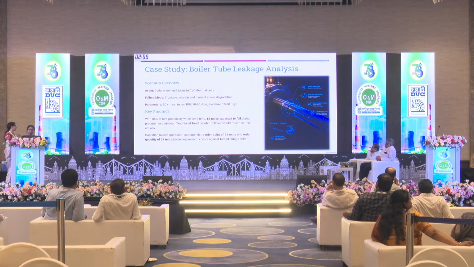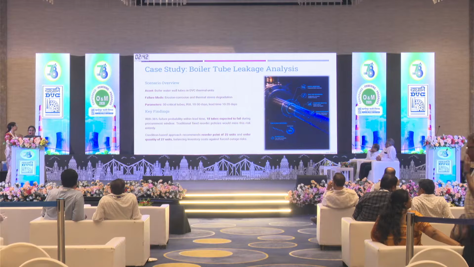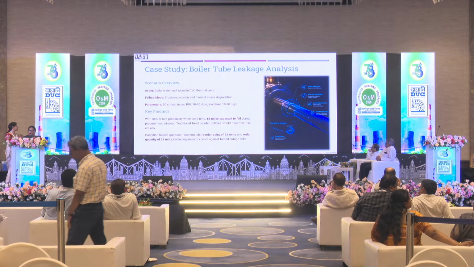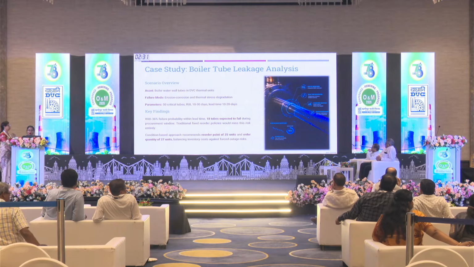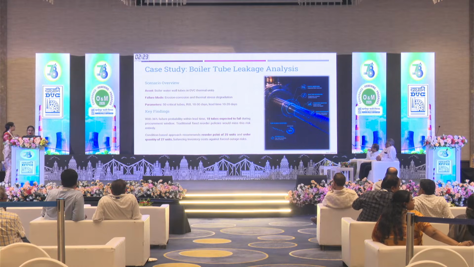So we have assumed that we have 50 critical tubes, the RUL for them is 10 to 30 days, and the lead time is 10 to 20 days. With our calculation, we get a 36% failure probability within the lead time. Almost 18 tubes are expected to fail, and if we follow the traditional fixed reorder policies, we may miss these failures. With our condition-based approach, our reorder point is 25 units, and our reorder quantity should be 27 units.